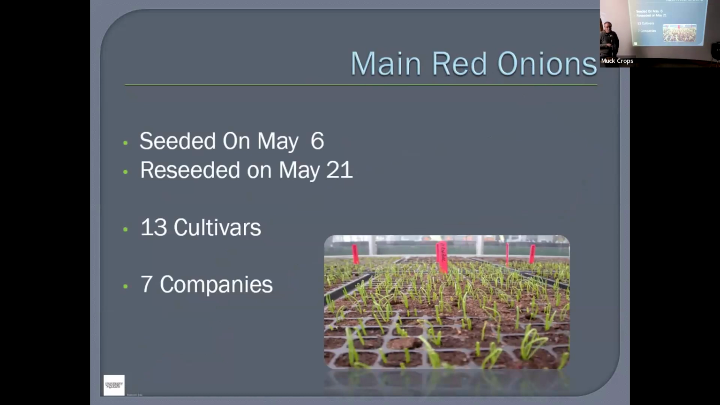Moving on to red onions. Our red onion trial, we seeded on May the 6th, and I reseeded it on May the 21st. At the first seeding, they were just nicely poking through, very early loop. I did a partner spray on it. We had a bit of moisture afterwards and some cool temperatures.